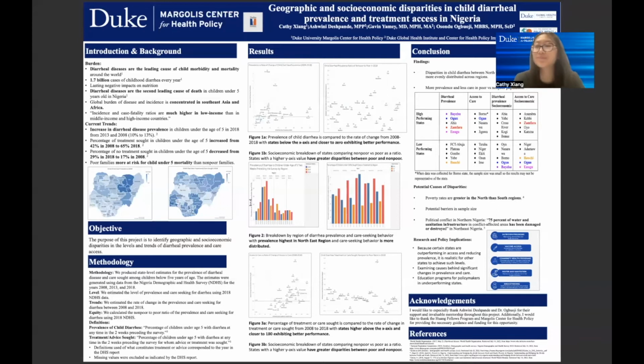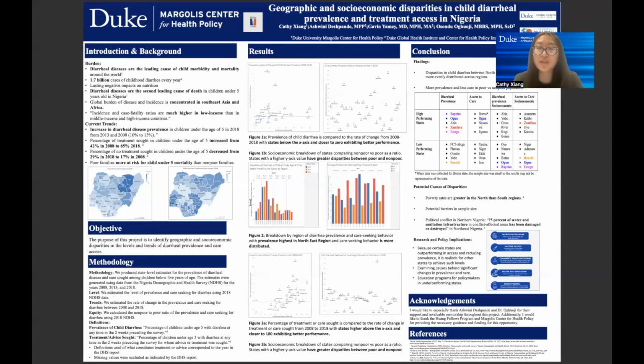A state that also performed relatively well in terms of care and prevalence and also exhibited greater socioeconomic disparities was Abia State, which performed well in terms of prevalence and also exhibited greater socioeconomic disparities between non-poor and poor. A state that performed relatively well in terms of care access and prevalence and also exhibited smaller socioeconomic disparities was Zamfara State, which is located in Northwest Nigeria. This was interesting because it goes against the general trend of North Nigeria performing poorly.